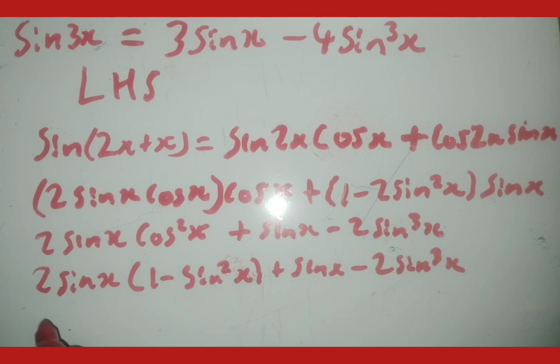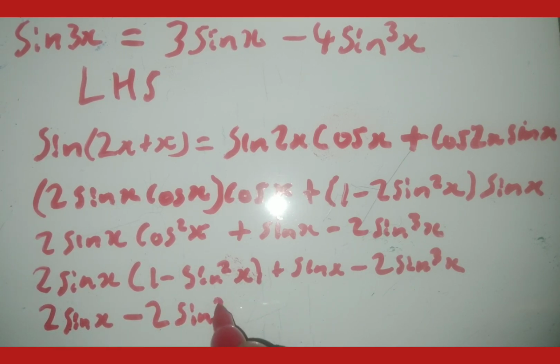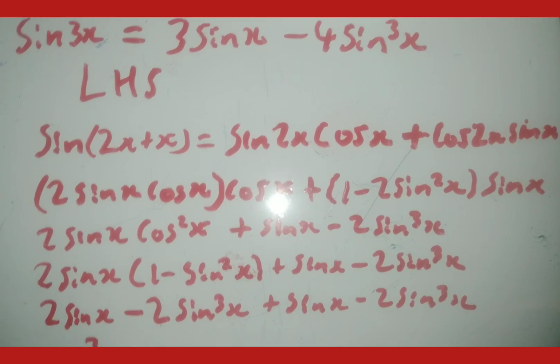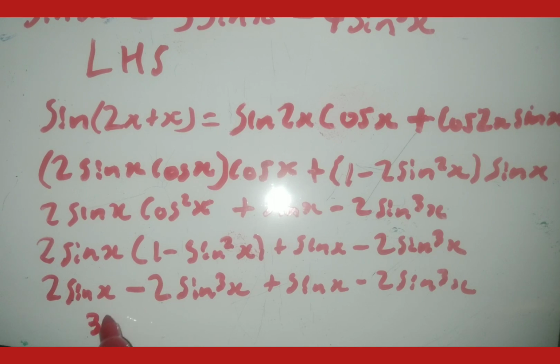So when we distribute, this is going to be 2 sine x minus, then this is just like x times x squared, so this is going to be x cubed, so it's going to be sine cubed x. Then this is plus sine x minus 2 sine cubed x. Then from here you would notice like terms. The like terms are this and this and this and this. So if you notice, 2 sine x plus sine x is just like 2x plus x, which is 3x, so therefore it will become 3 sine x.